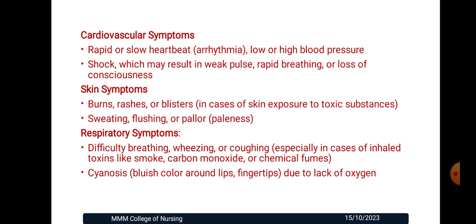Skin symptoms: burns, rashes, or blisters in case of skin exposure to toxic substances, sweating, flushing, or pallor, paleness. Coming to the respiratory symptoms: difficulty breathing, wheezing, or coughing, especially in cases of inhaled toxins like smoke, carbon monoxide, or chemical fumes. Cyanosis, bluish color around lips and fingertips due to lack of oxygen.